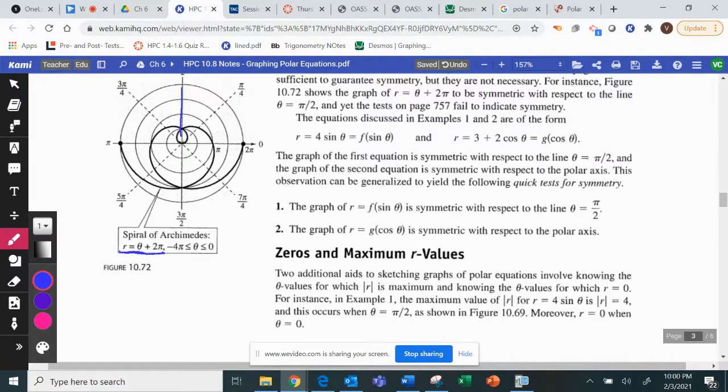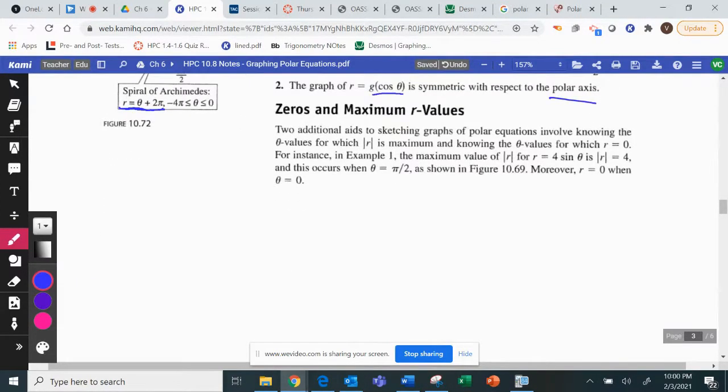And then another thing that is discussed here is anytime we have a graph of r equals some function of sine theta, it's going to be symmetric with respect to the line theta equals pi over 2. And if we have some function of cosine theta, it will have symmetry with respect to the polar axis. A couple other things that might help you graph these quicker would be knowing the maximum values of sine and cosine. When we were originally graphing those way back in chapter 4, sine had a maximum value of 1 at pi over 2, and negative 1 at 3 pi over 2. And cosine had a maximum value of 1 at 0 and negative 1 at pi.